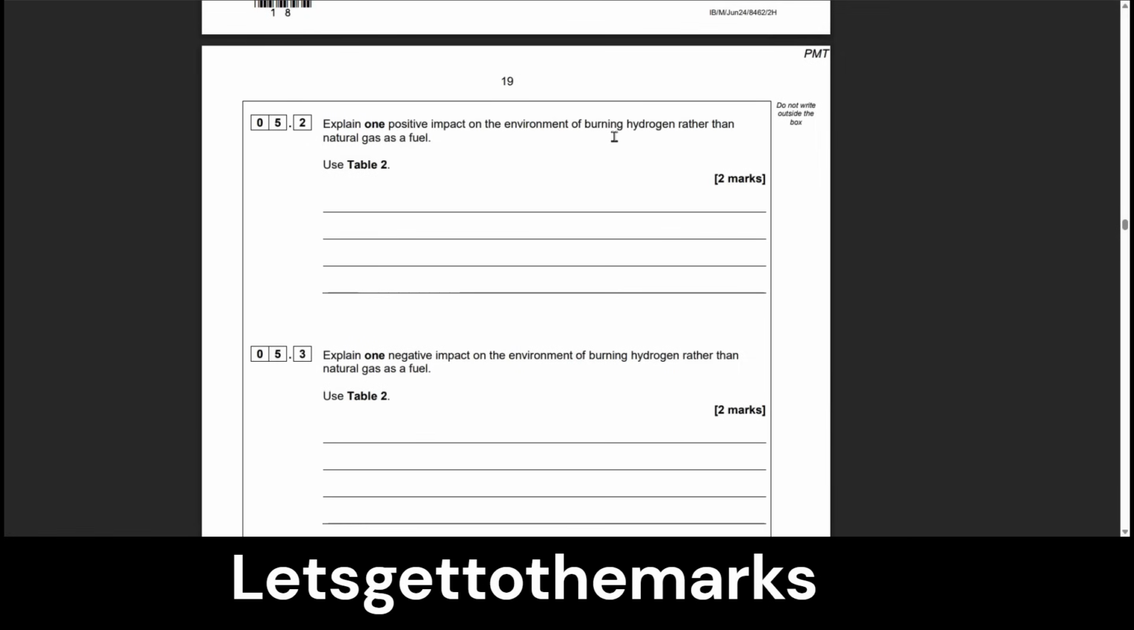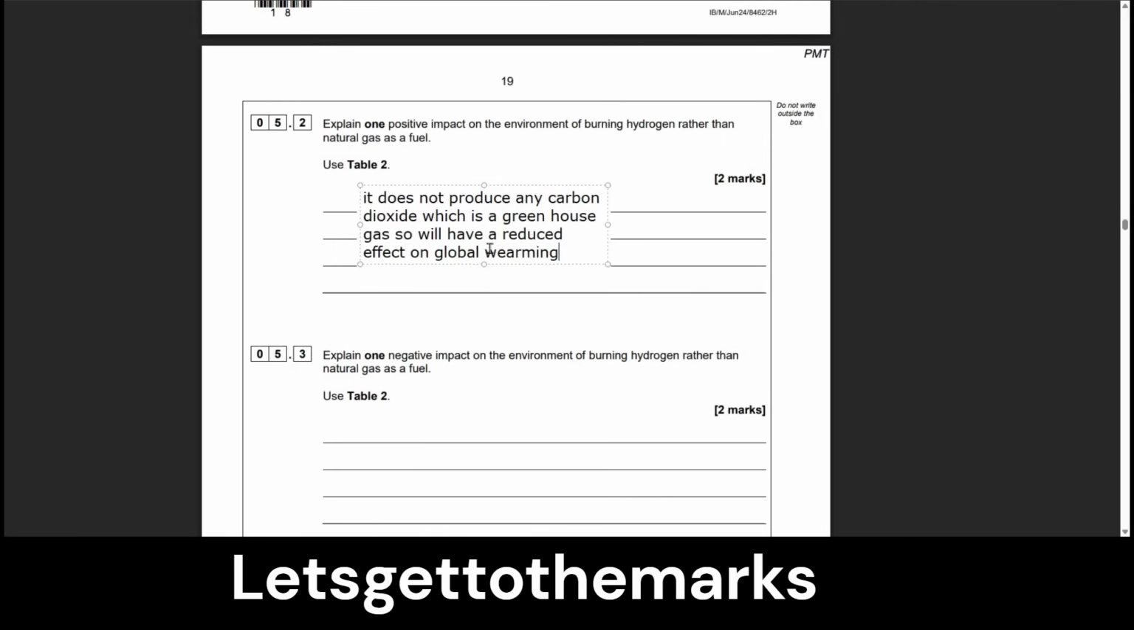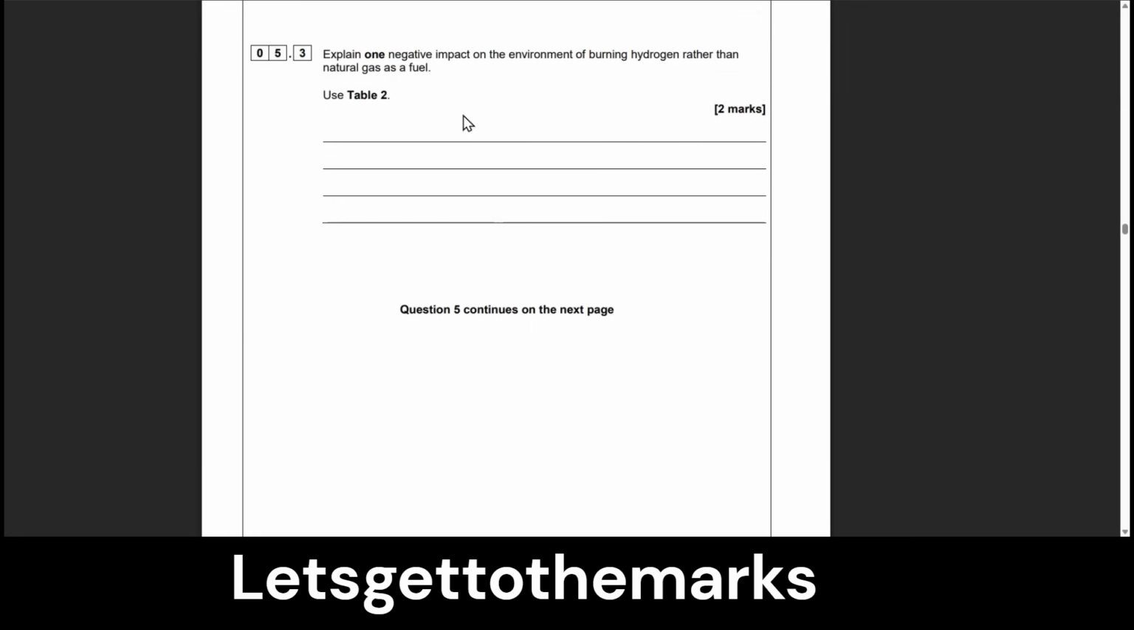Explain one positive impact on the environment of burning hydrogen rather than natural gas as a fuel. So I think you can remember that when we looked at the table, it does not produce any carbon dioxide, which is a greenhouse gas, so will have a reduced effect on global warming. It's not making as much greenhouse gases, or not as much carbon dioxide anyway. It makes more water, which is a greenhouse gas, but it's not as powerful a greenhouse gas as carbon dioxide.